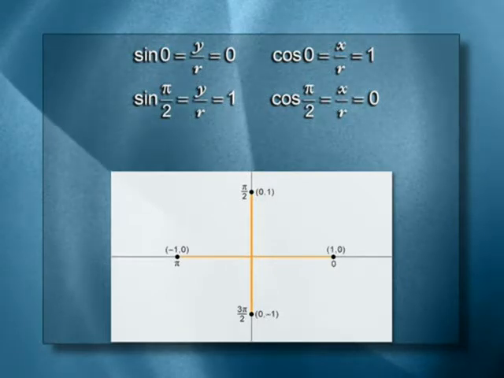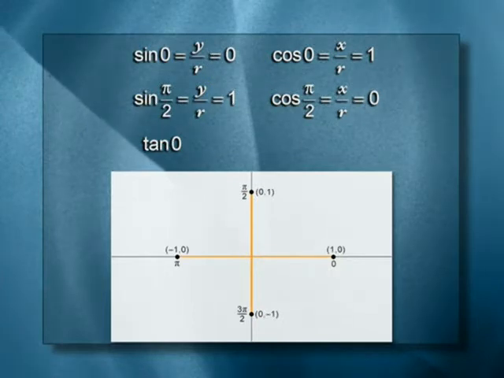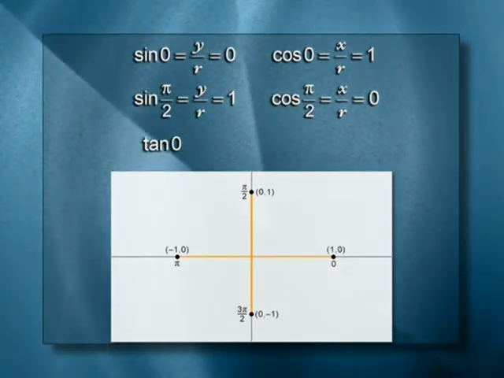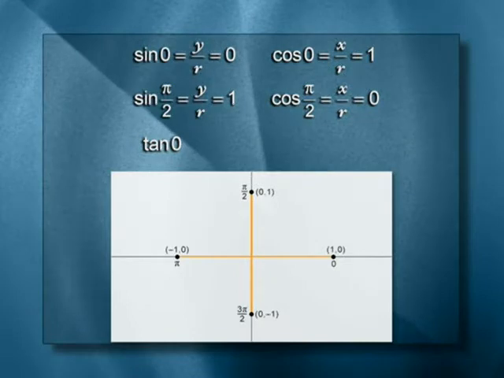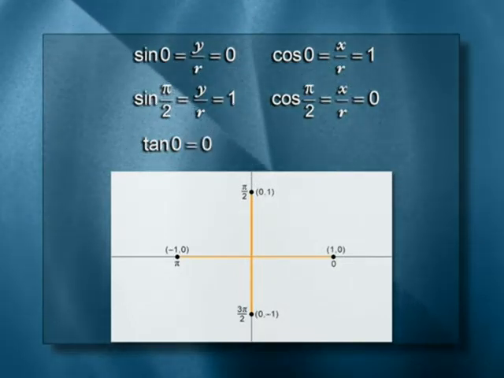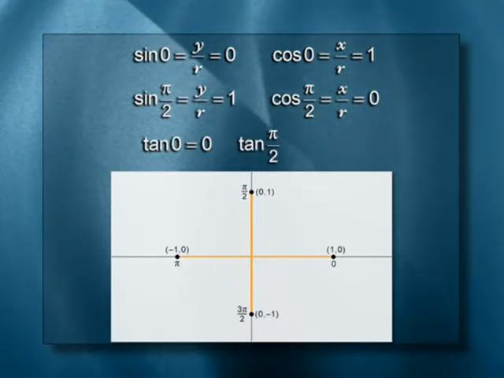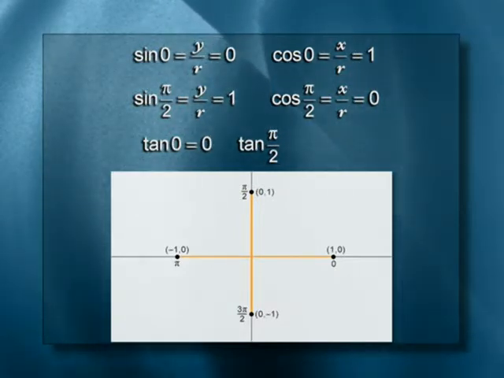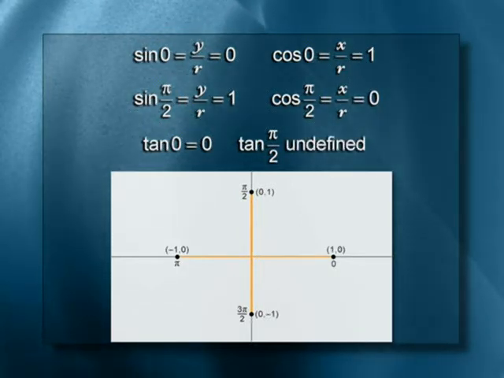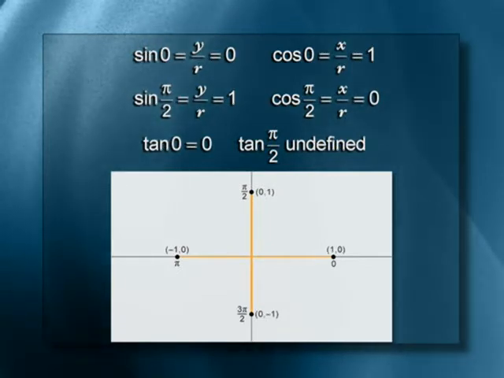Let me point out something really interesting, though. What's the tangent of 0? Well, tangent is y over x, so it's nothing more than 0 divided by 1. So the tangent of 0 is 0. But what about the tangent of pi over 2? Well, pi over 2 is up there at the top. It's y over x, 1 over 0, division by 0. Tangent pi over 2 is not defined, is it?